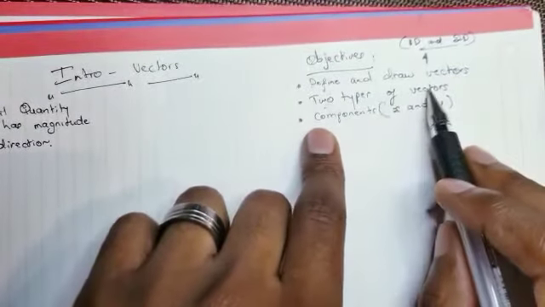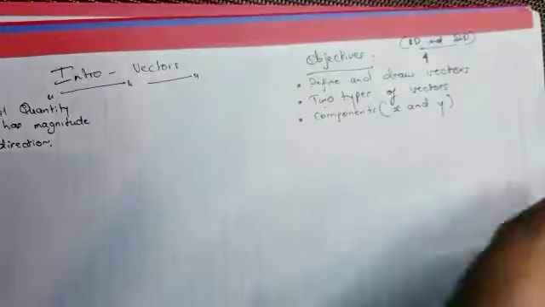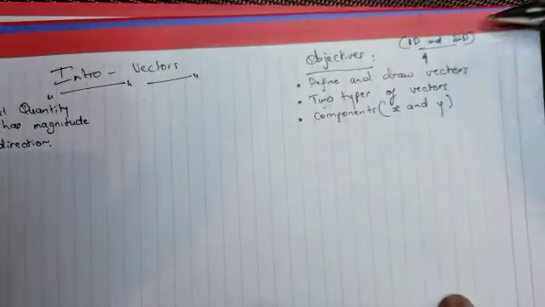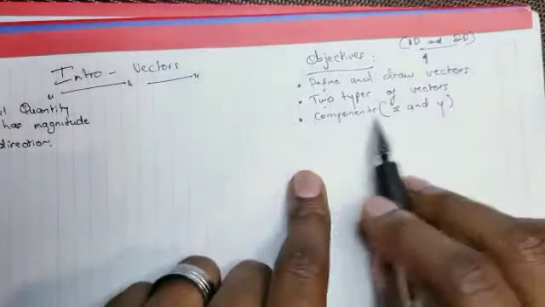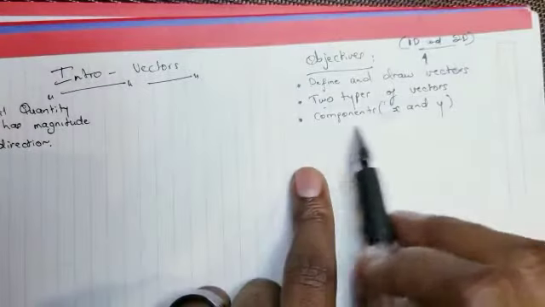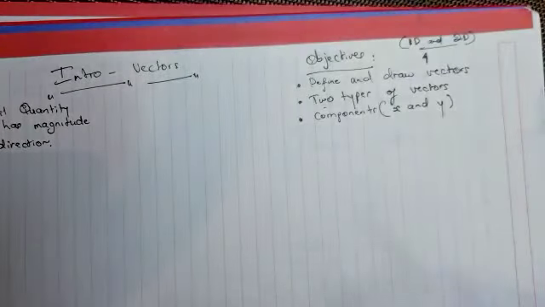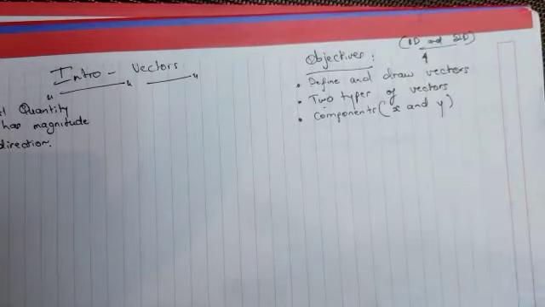Okay, so the next thing that we're going to learn about is the two types of vectors, so explaining 1D and 2D. And then if time permits, we can also look at what we mean by components, because vectors have components. All right, so please pause the video, write down the objectives, and then let's start.